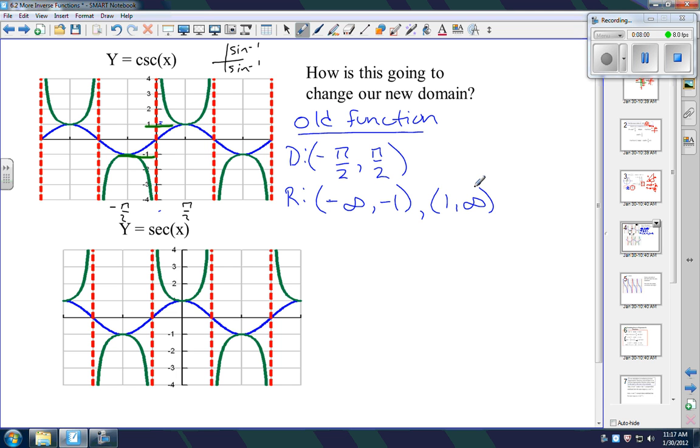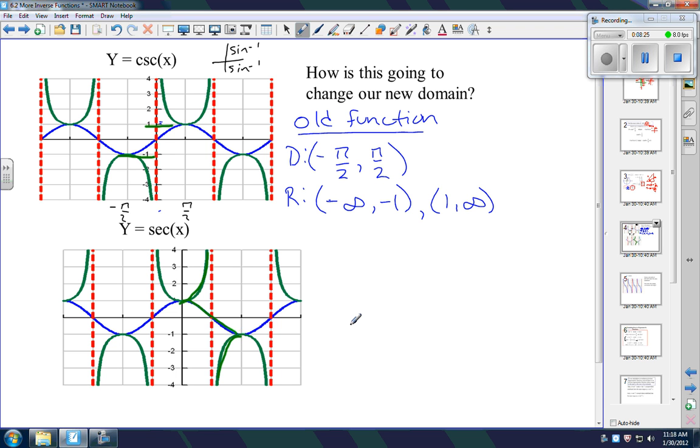We do the same thing with the secant here. We have to restrict this graph so it becomes a one-to-one function. Well, we restricted the cosine in this little region right here, so it passed the horizontal line test. So that means we're going to take this piece here, and we're going to take this piece here.